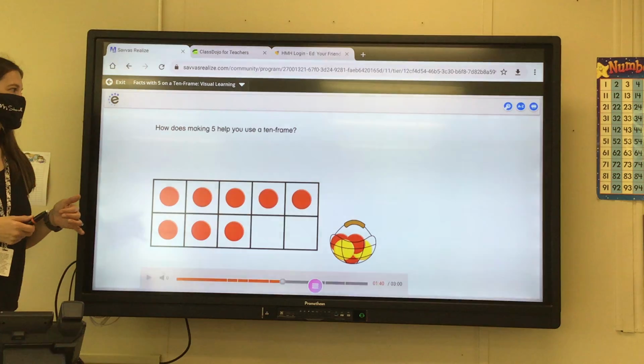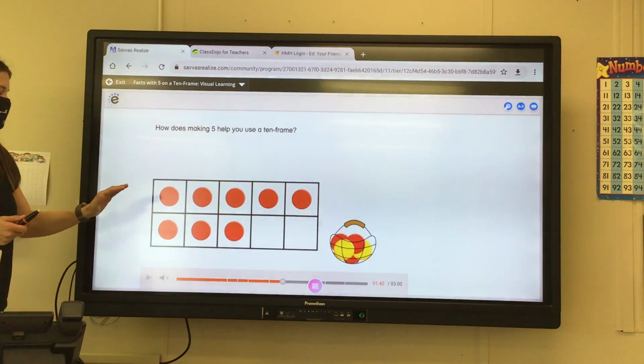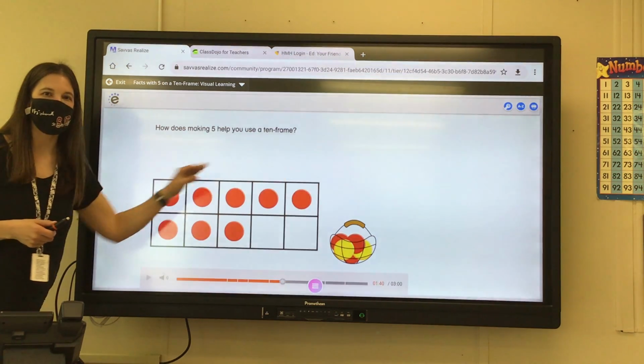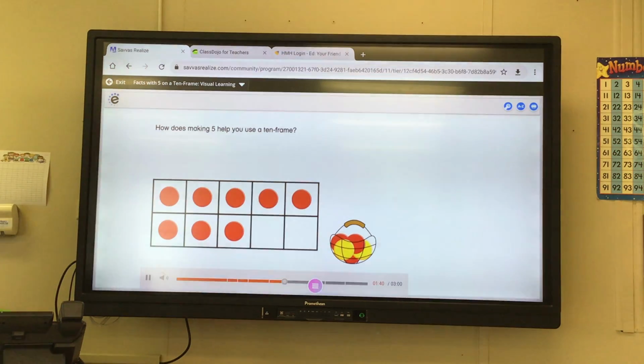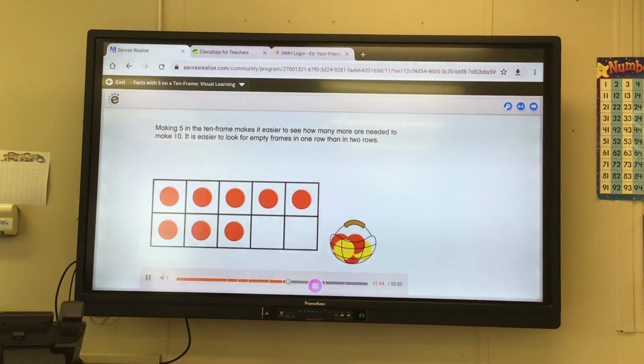How does making 5 help you use a 10 frame? You know, 5 is across that top row, right? Making 5 in the 10 frame makes it easier to see how many more are needed to make 10. It is easier to look for empty frames in one row than in 2 rows.